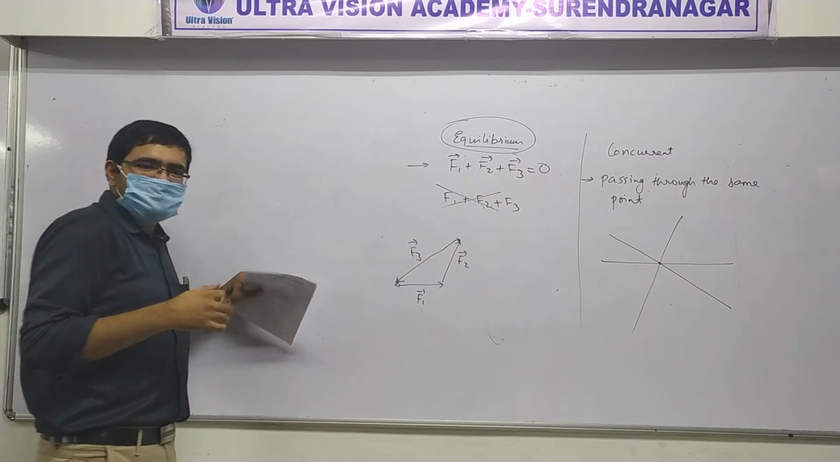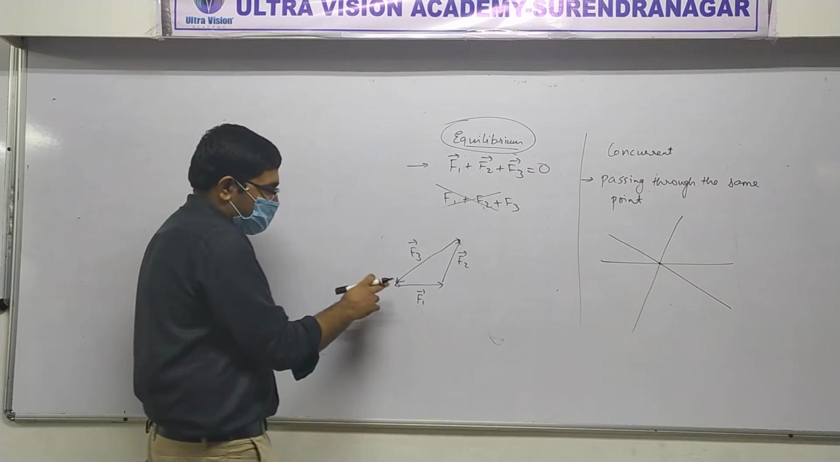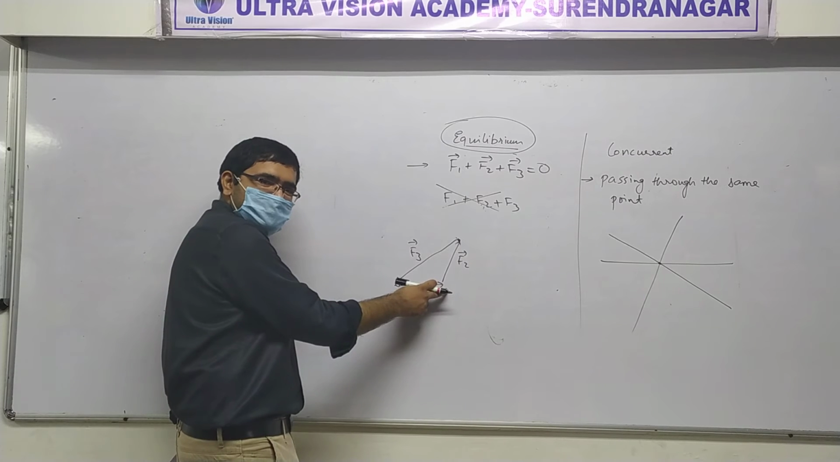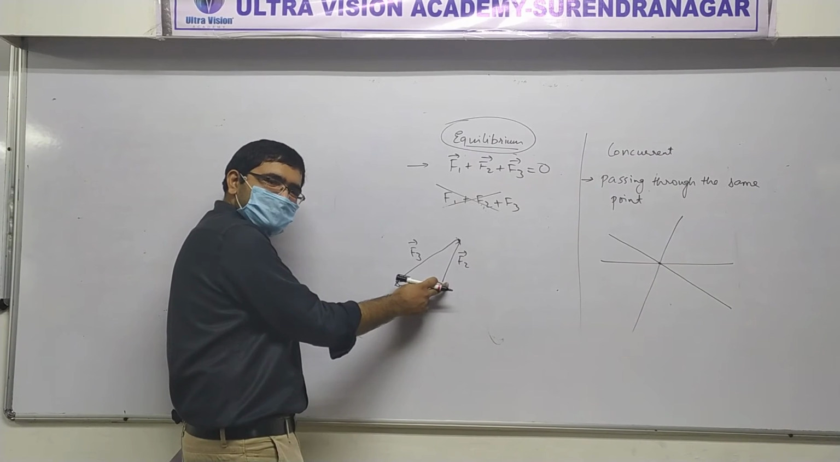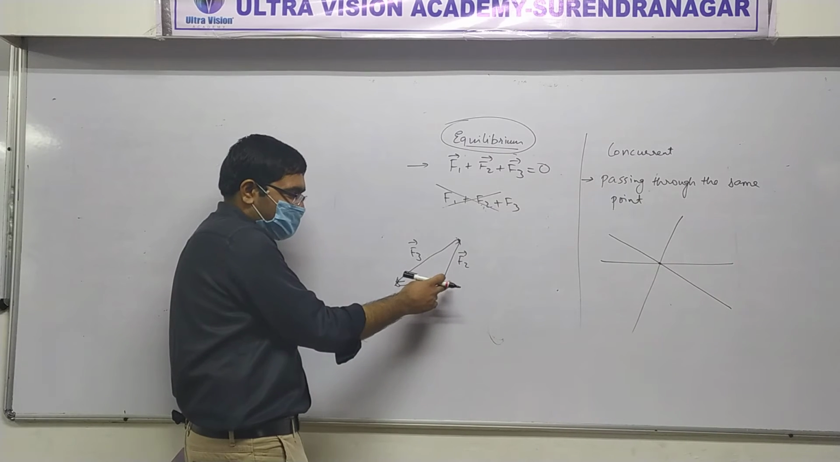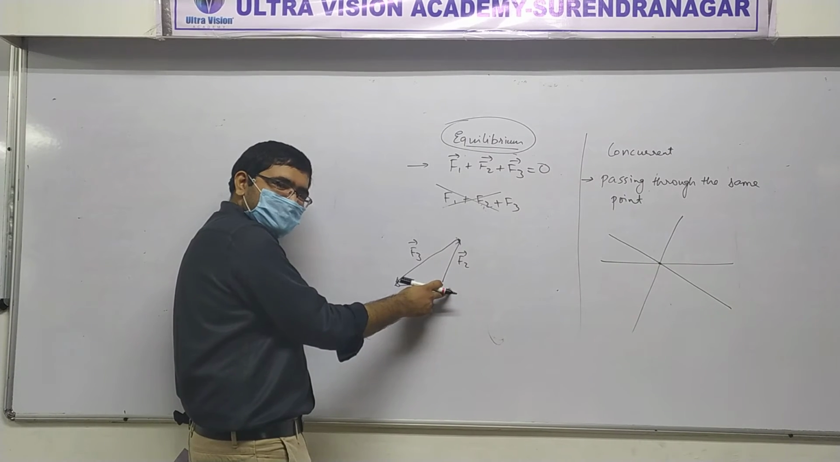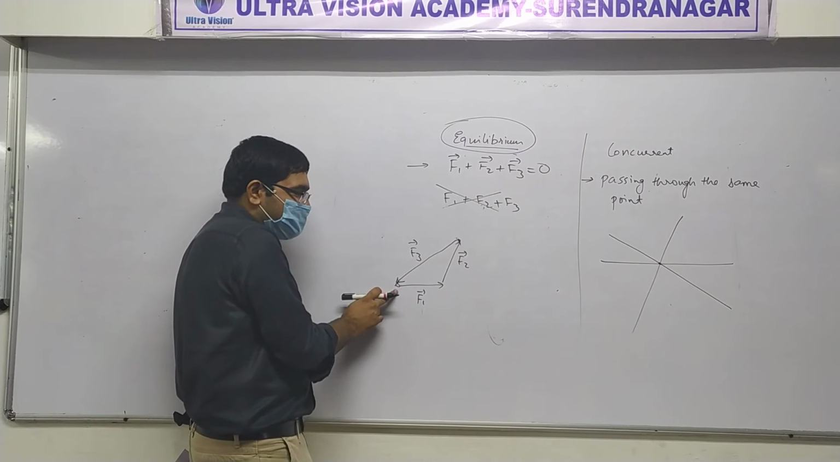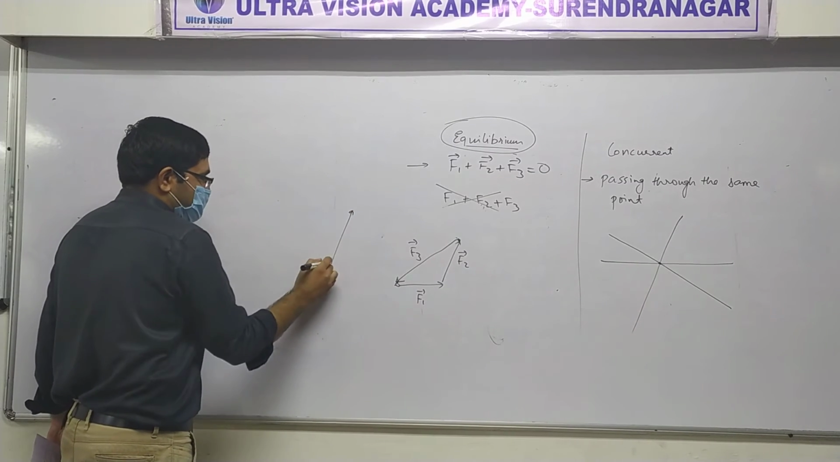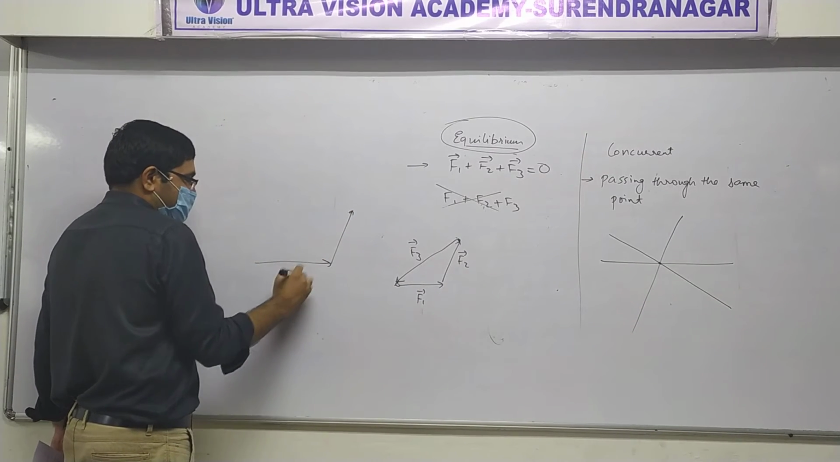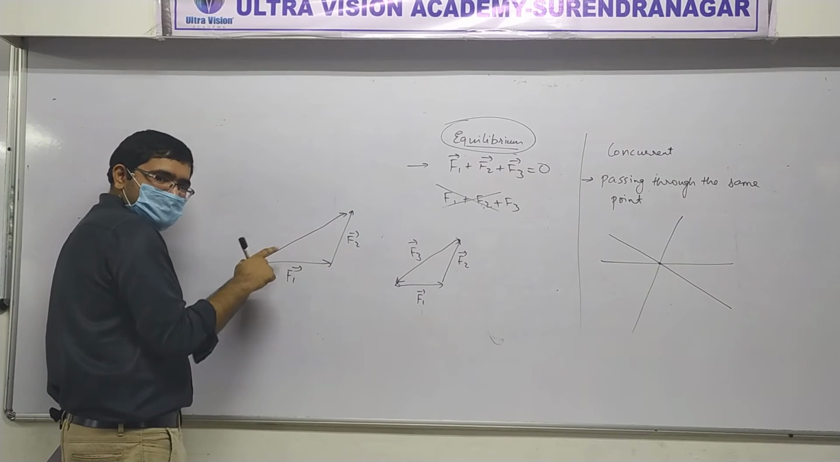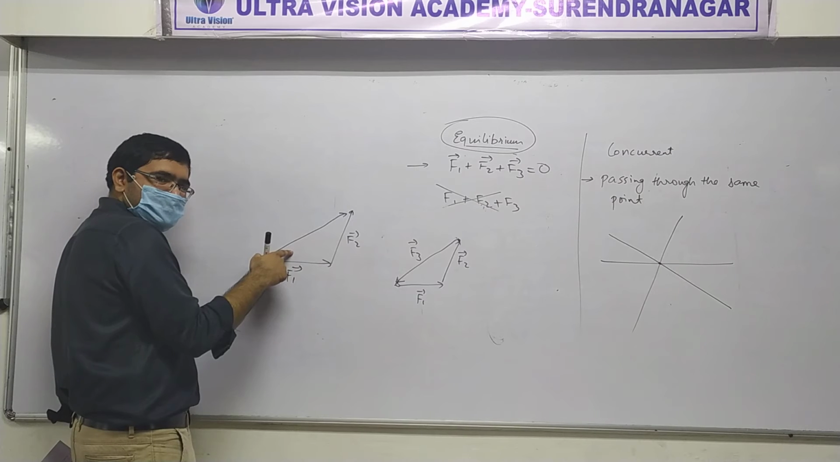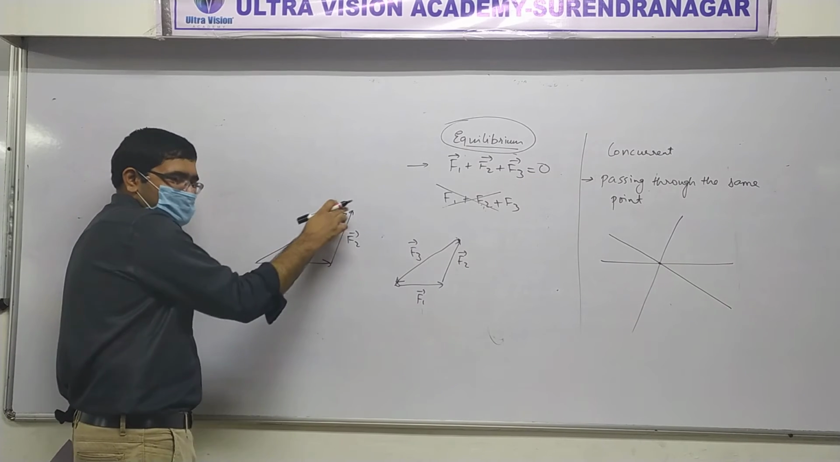From the head of F1 to the tail of F2. Does the tail of F2 come anywhere? No, head of the F. From the tail of F1 to the head of F2. Okay, that's okay. So you mean this vector. Which law are you following?